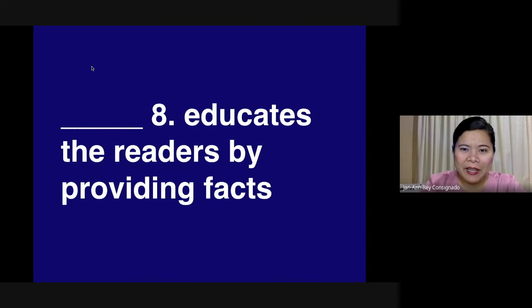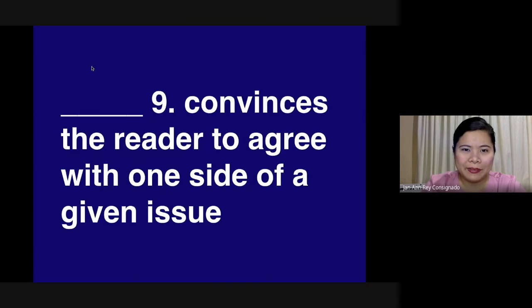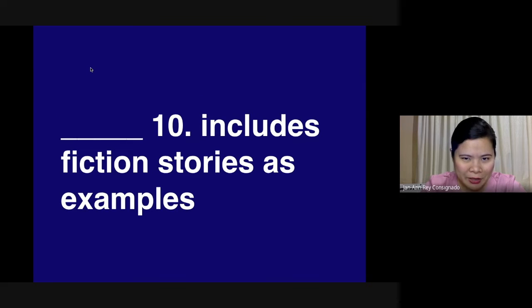Number eight, educates the readers by providing facts. Nine, convinces the reader to agree with one side of a given issue. Number 10, includes fiction stories as examples.